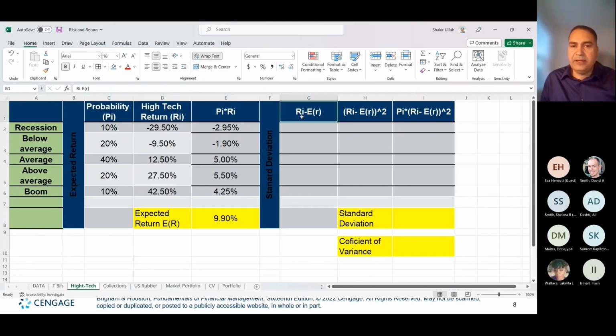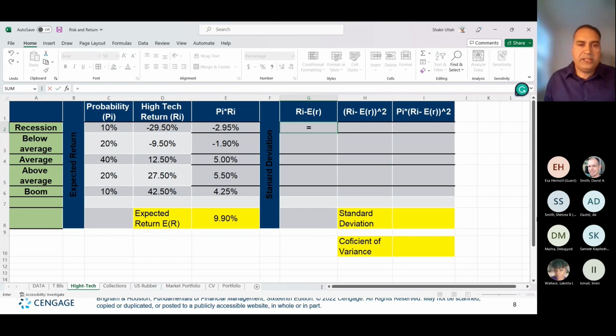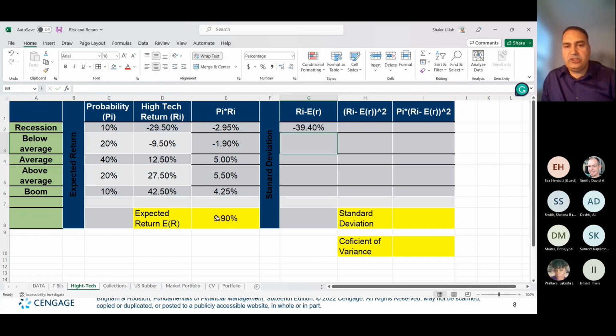I have created that column. Ri is the given return, and ER is the expected return. So let me do that. Equals, what is the given return of the high-tech industry in this situation? That is 29.5%, minus the expected return. Expected return is 9.9%. I did that, so that is one thing that I just did.